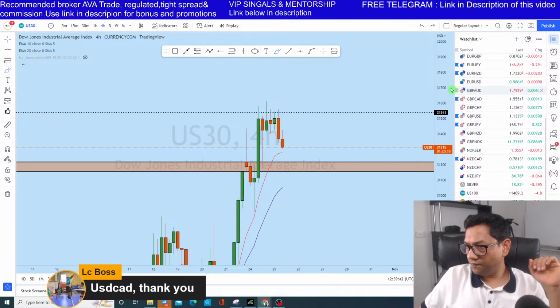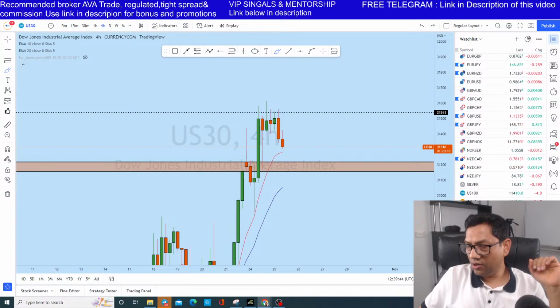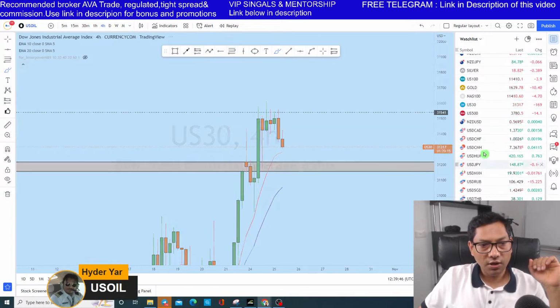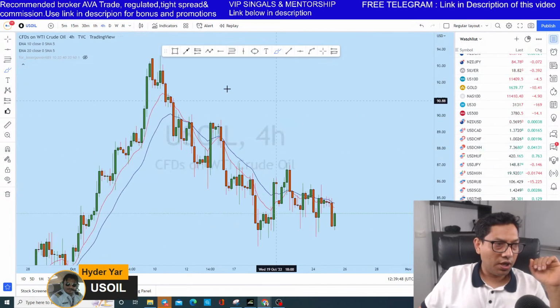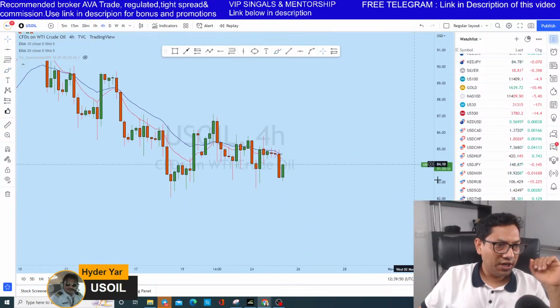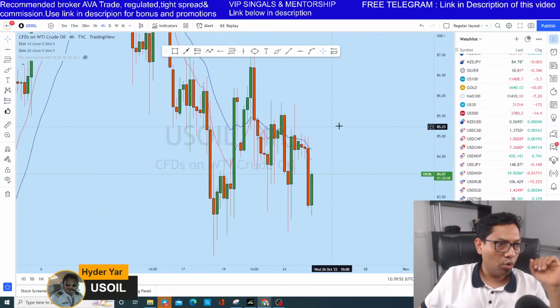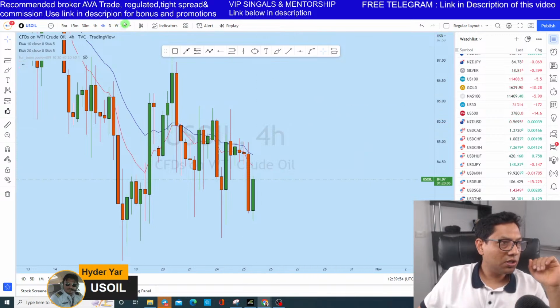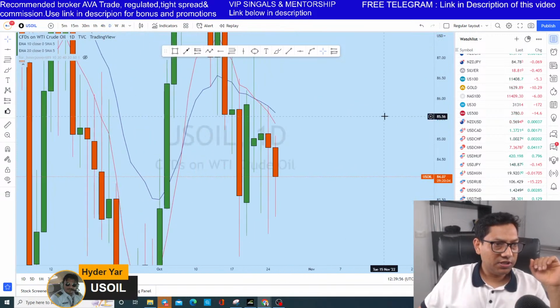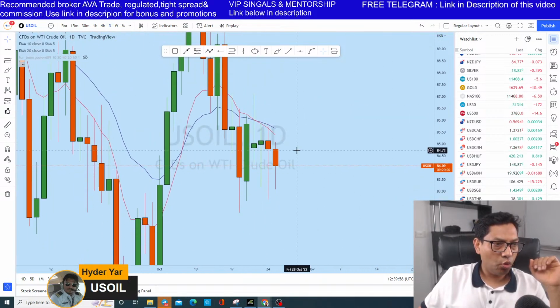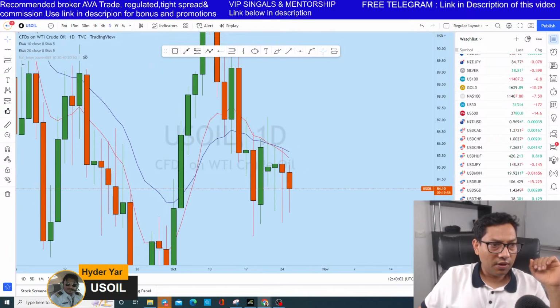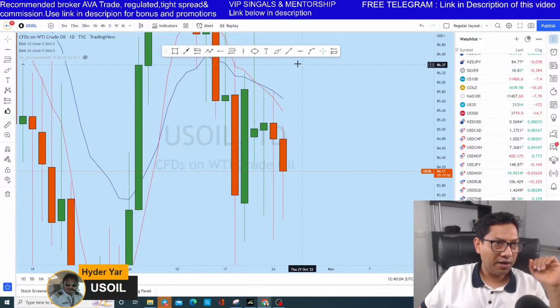USD CAD, thank you. Hi there, US oil. Let's look at US oil, and then we'll talk about patience. On the daily perspective, we might find a selling opportunity on US oil. You see that this is the daily. We have seen a nice looking doji, an absolutely bearish doji on the daily.